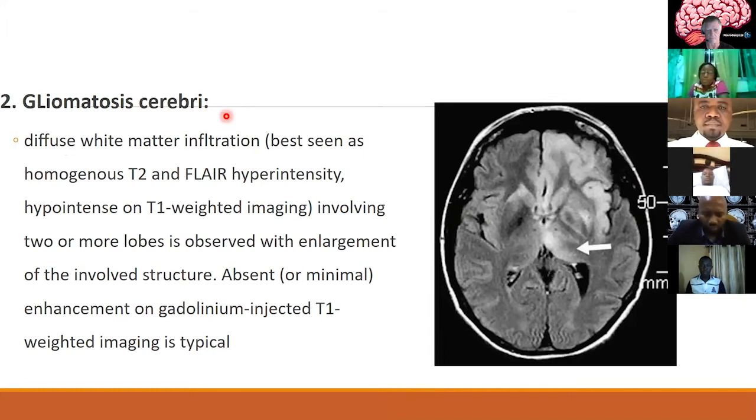Gliomatosis cerebri could also affect the thalamus. Gliomatosis cerebri is a diffuse white matter infiltration. It appears as a hypersignal on T1 and FLAIR sequences. So here we have an infiltration of the thalamus, the frontal lobe, the caudate nucleus, the lenticular nucleus, and part of the cingulate gyrus, sorry.